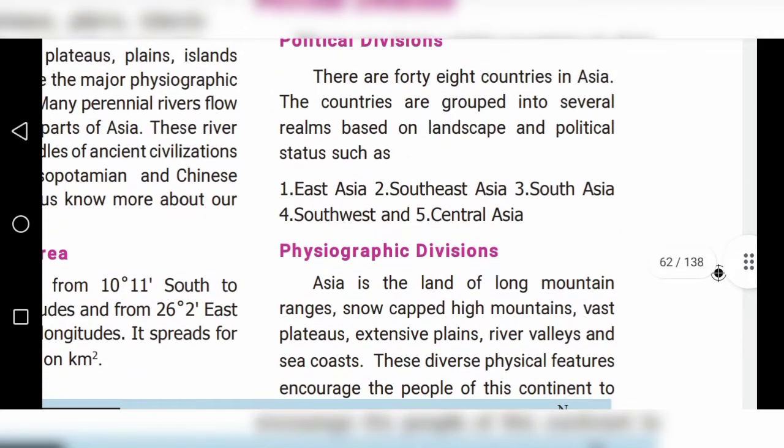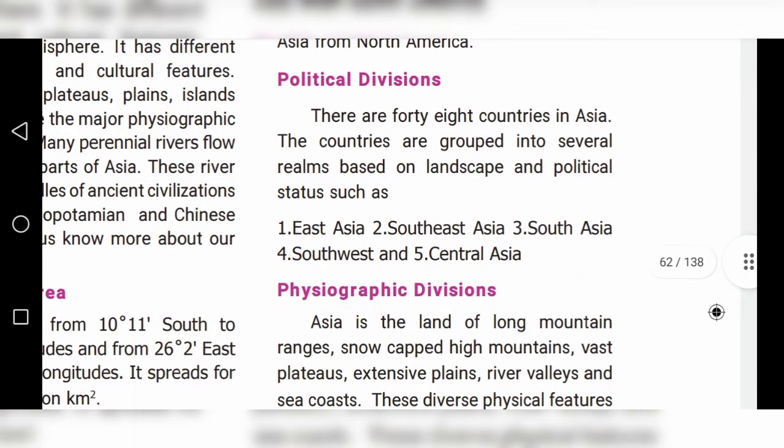Children, next we are going to see political divisions. What are the political divisions? According to the landscape, Asia is divided into 5 regions. One is East Asia, the eastern side of Asia, which is called East Asia. Second one, Southeast Asia, between the south and east sides of Asia, that is called Southeast Asia. Third one, South Asia, the southern side.